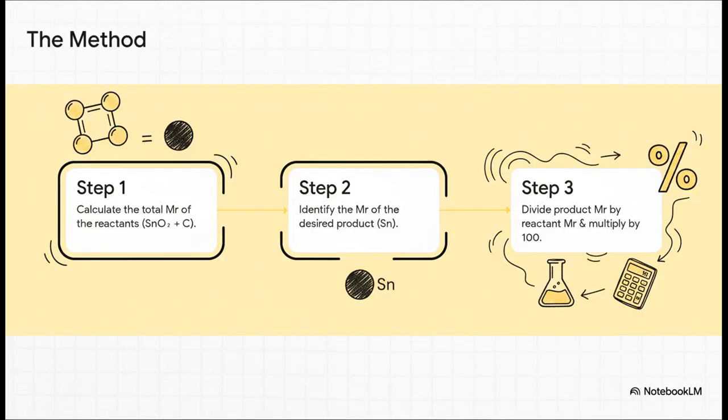And the process for calculating it is nice and simple. First, we add up the masses of all our reactants. That's the tin oxide and the carbon. Then we find the mass of the one thing we actually want, which is just the tin. Finally, we pop those two numbers into the formula and solve it.